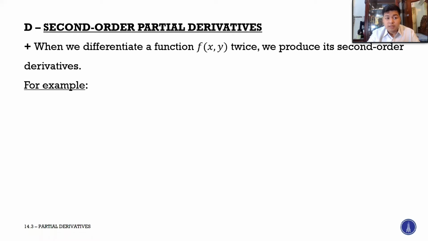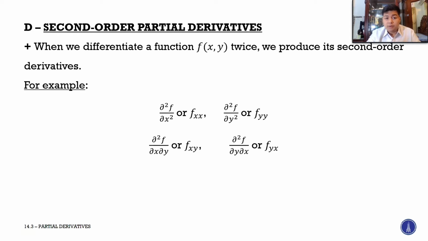Continuing to the next point, which is second order partial derivatives. When we differentiate a function f of x and y twice, we produce its second order derivatives, as shown in the example below on this presentation slide, such as fxx, fyy, fxy, fyx.